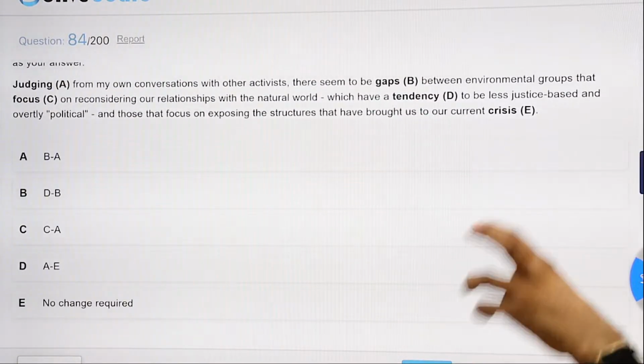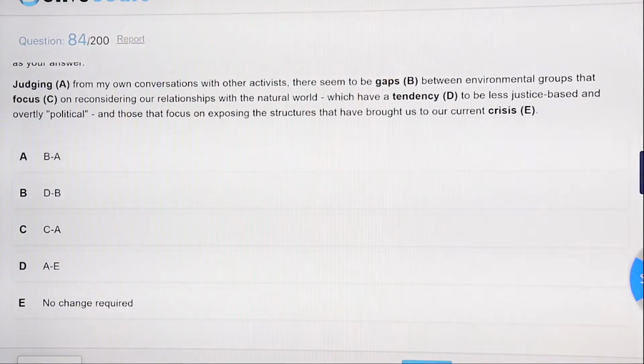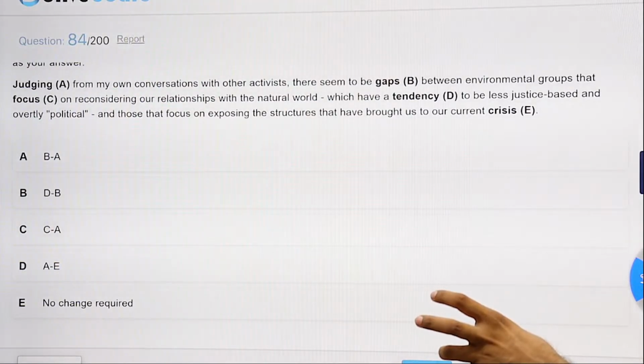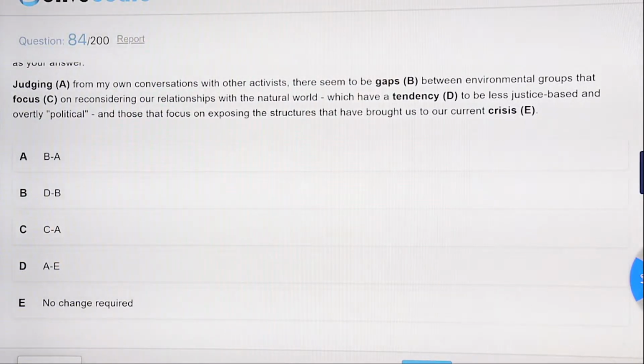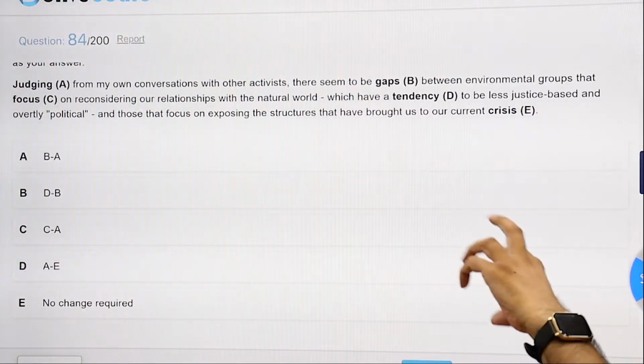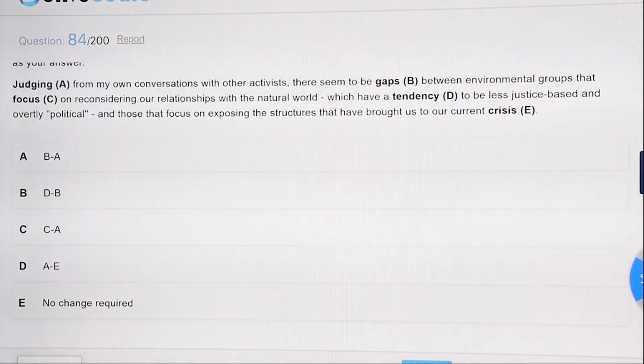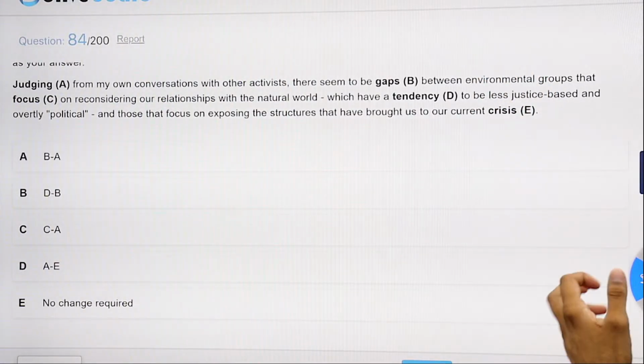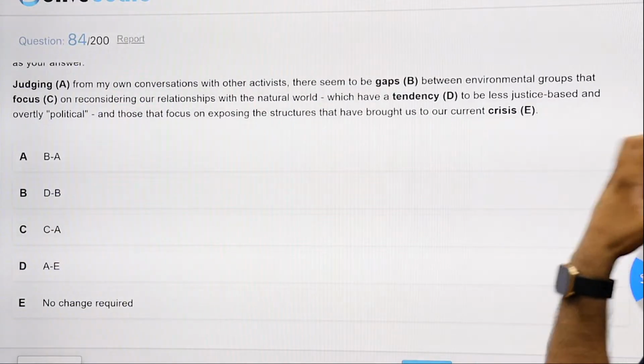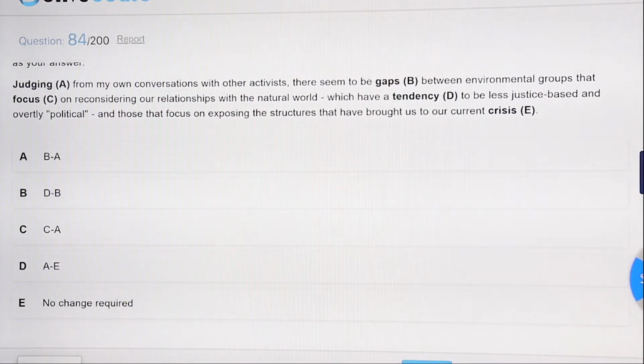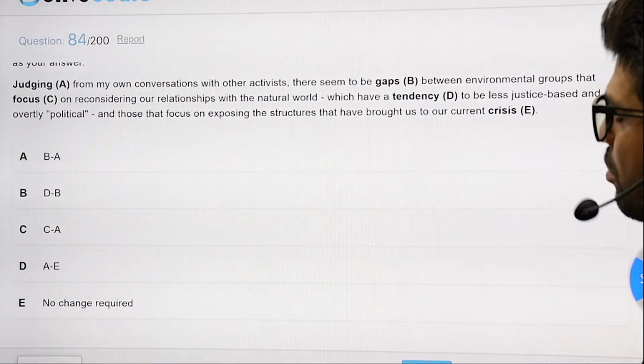Judging from my conversations with other activists, there seem to be gaps between environmental groups that focus on reconsidering our relationships with the natural world, which have a tendency to be less justice based, and those that focus on exposing the structures that have brought us to the current crisis. Seems good to me, but let me check once more.